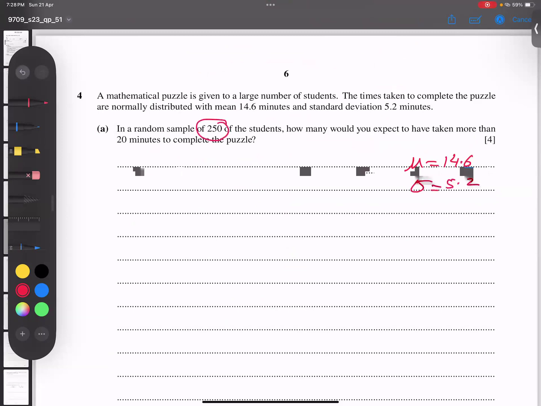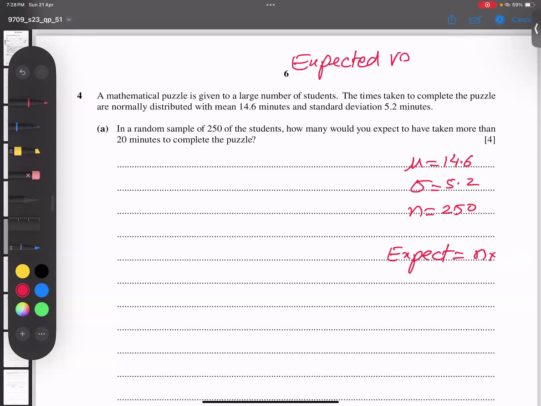In a sample of 250 people, so N is 250 people, how many would you expect? Whenever he says expected value, the formula is N times P. I tell you one thing: if he asks you mean, or sigma, or mu, or E of X, they all have the same meaning. So make sure, NP.